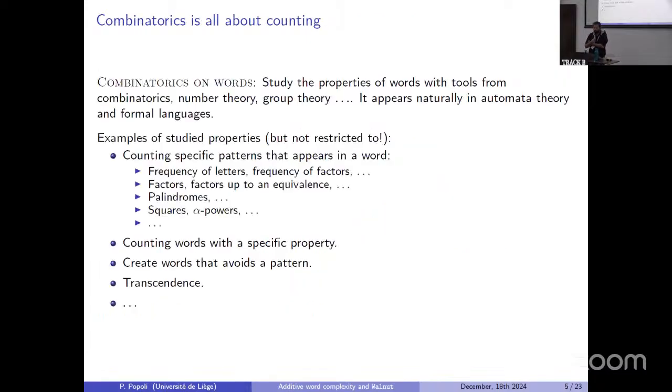Now, combinatorics on words is the research field that studies properties of words with tools from many various fields like combinatorics, number theory, group theory. And of course, it appears naturally in automata theory and formal languages. So the idea is generally to count something in the word. It could be specific patterns like frequency of letters, factors, palindromes, etc. We can also count words with a specific property, words that avoid a pattern, like the squares that we have seen before. And there are also a lot of results in transcendence theory and number theory and stuff like this.